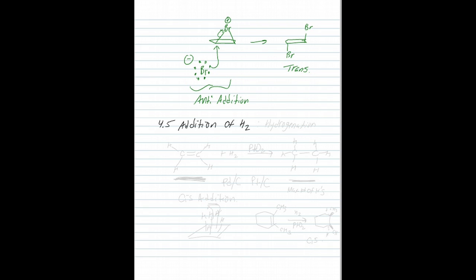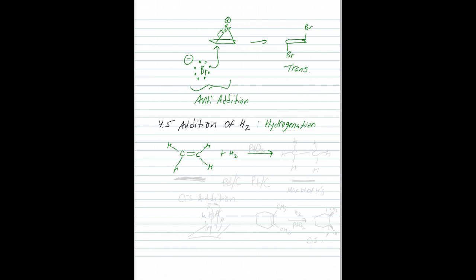All right, the next reaction we're going to talk about is the addition of hydrogen. Right? This is called hydrogenation. You've probably heard of hydrogenation, like partially hydrogenated compounds. But hydrogenation means you take a pi bond and you add hydrogen across it. Again, your pi bond is the nucleophile, your hydrogen is the electrophile.